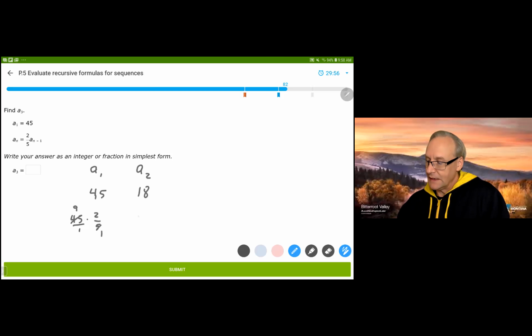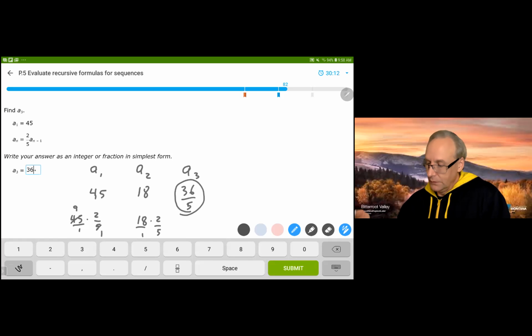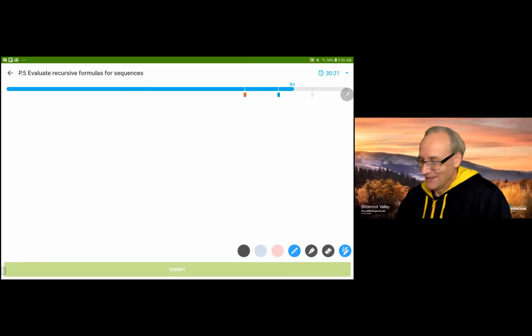Now, I'm going to take the 18, and I'm going to multiply that by 2/5. And that's going to give me 36 over 5 to get my A3. And then I'm done. That's it. Does not look like what your answer would be, but that is correct, I think. I'm not trusting myself on those for a minute.